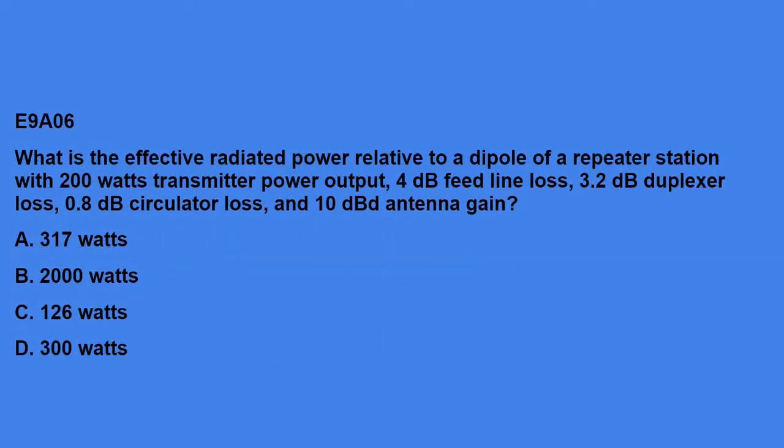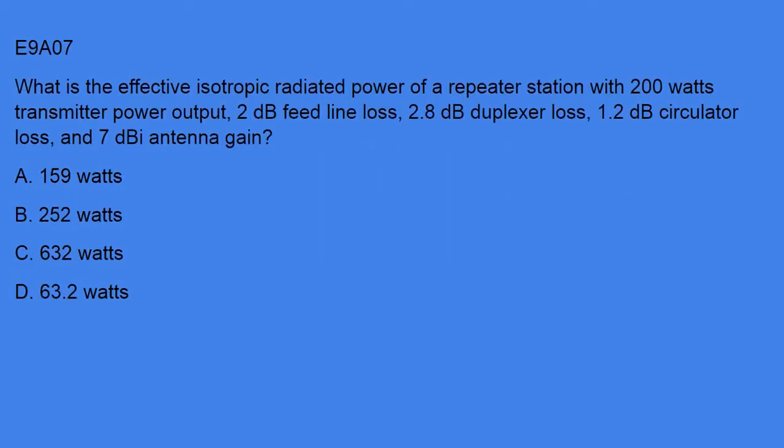E9A06, what is the effective radiated power relative to a dipole of a repeater station with 200 watts transmitter power output, 4 dB feed line loss, 3.2 dB duplexer loss, 0.8 dB circulator loss, and 10 dBd antenna gain? 317 watts.